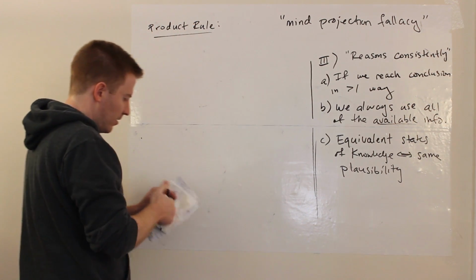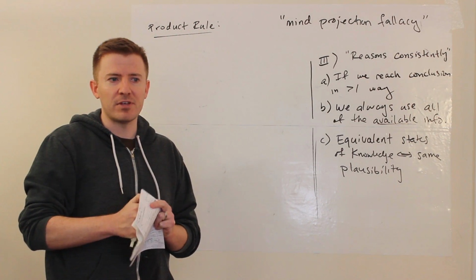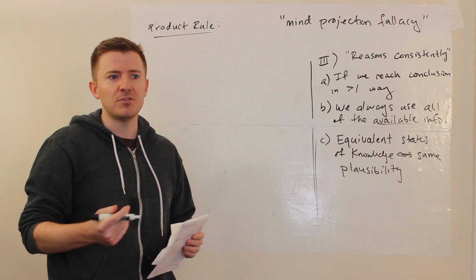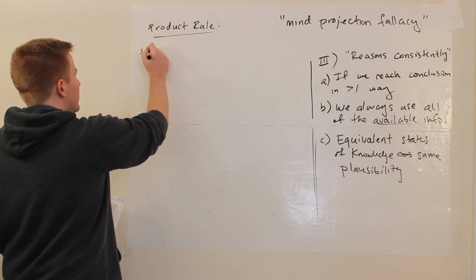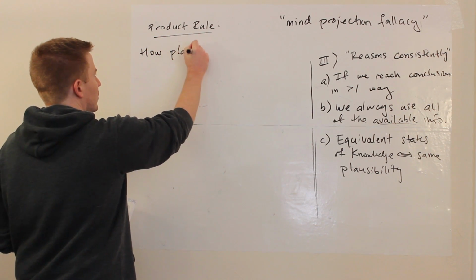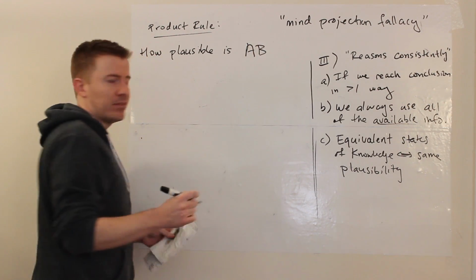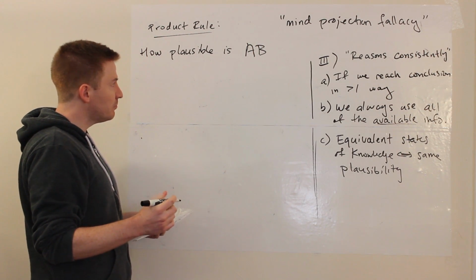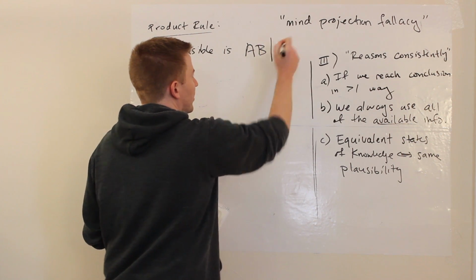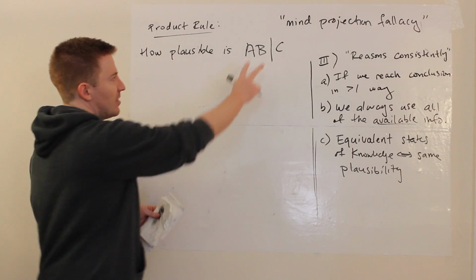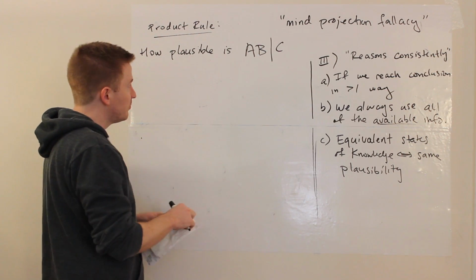Okay, so the basic setup here is that we have some joint statement involving two propositions, and we want to understand the plausibility of both of them at the same time. So the question is how plausible is A and B, in the notation that we laid out last time, Boolean algebra notation. And always we're going to write it conditional on background information C. So this symbol means the plausibility of A and B given C.